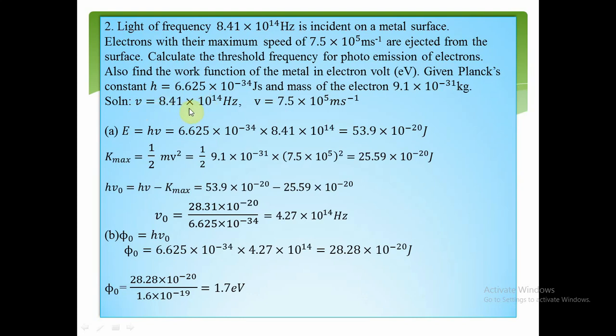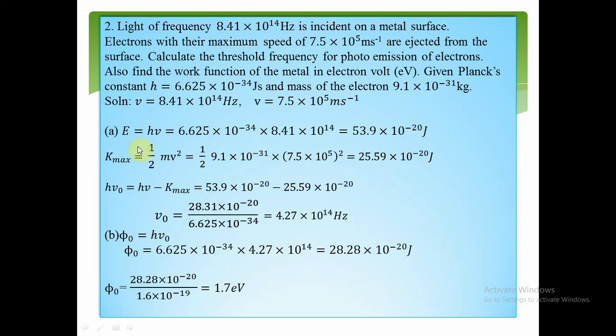These are the given terms: the frequency and the velocity of the ejected photoelectron. As we know, the energy of the photon E is equal to h nu, and the h value given is 6.625 into 10 raised to minus 34. If you multiply this with the incident frequency, which is 8.41 into 10 raised to 14 hertz, after simplification we will get 53.9 into 10 raised to minus 20 joules.